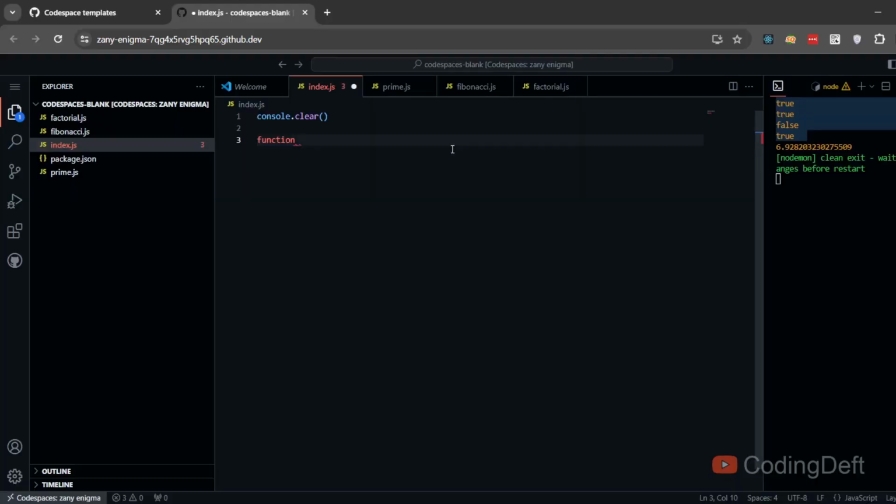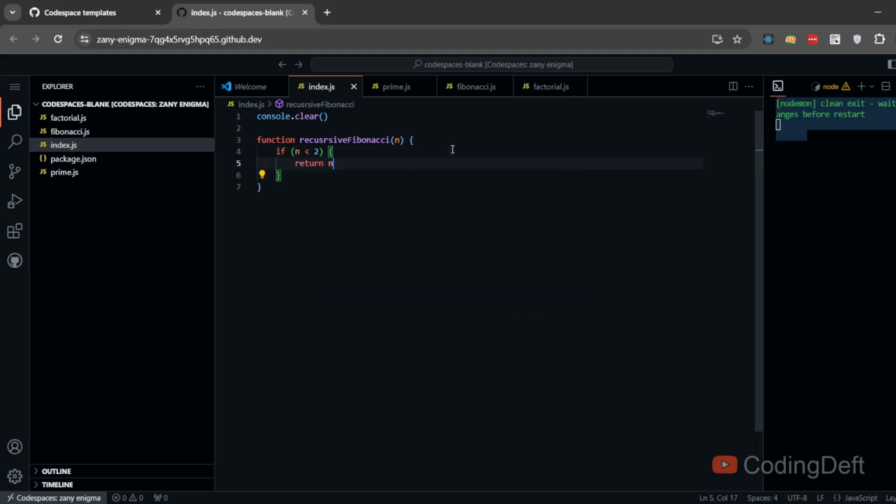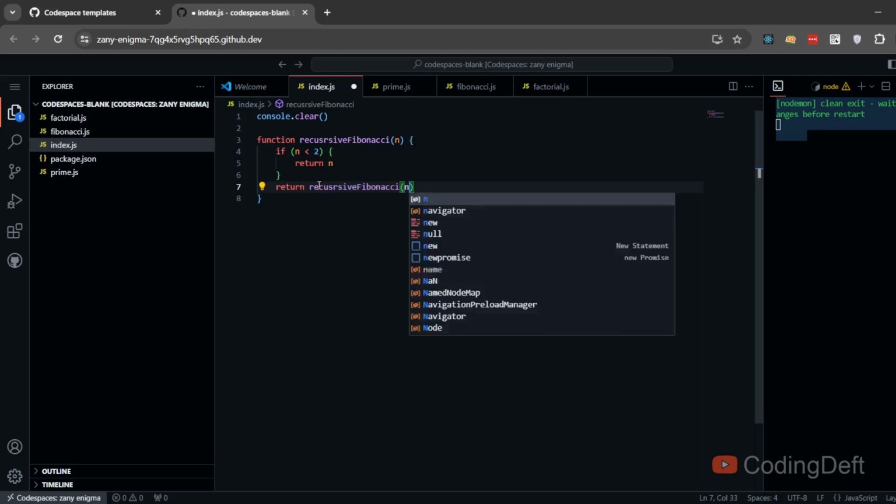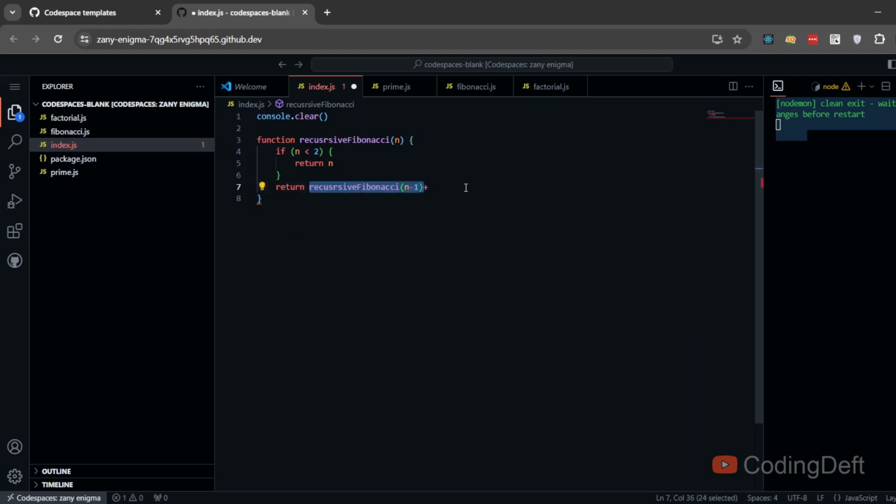So I'll call the function recursiveFibonacci, and it will again accept the parameter n. Let us first write our base case. If n is less than 2, that is n is equal to 0 or 1, then we need to return n. That is, Fibonacci of 0 is 0 and Fibonacci of 1 is 1. Otherwise, we have the formula: recursiveFibonacci of n minus 1 plus recursiveFibonacci of n minus 2. So this is how we can find the nth Fibonacci number.